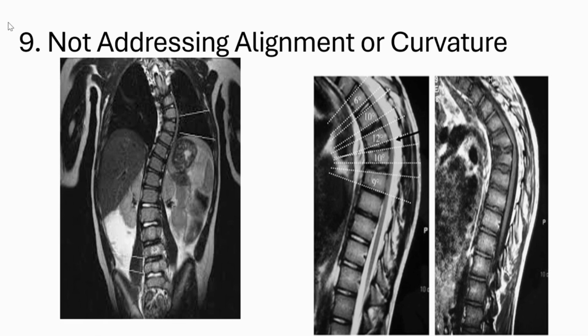Now the next mistake is not addressing alignment or curvature. We can see in these images that the sagittal image shows the kyphosis, whereas the coronal image shows the scoliosis. So we have to see all images to define the curvature, that is both sagittal and coronal images. And we should mention the side of the curvature and the level of kyphosis or scoliosis. Like in this, the scoliosis is in the thoracic region. This should be mentioned because it is very important for surgical purposes.